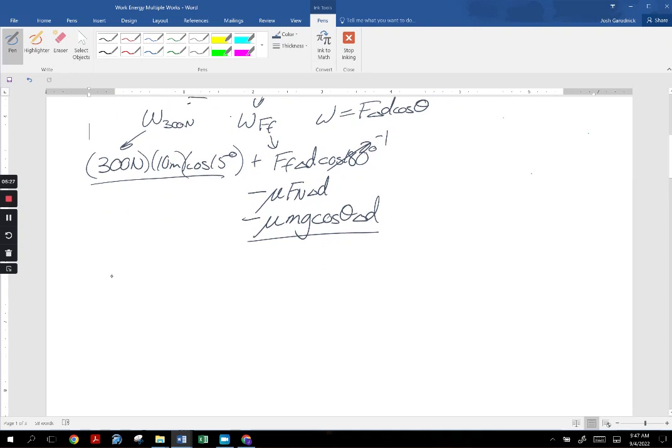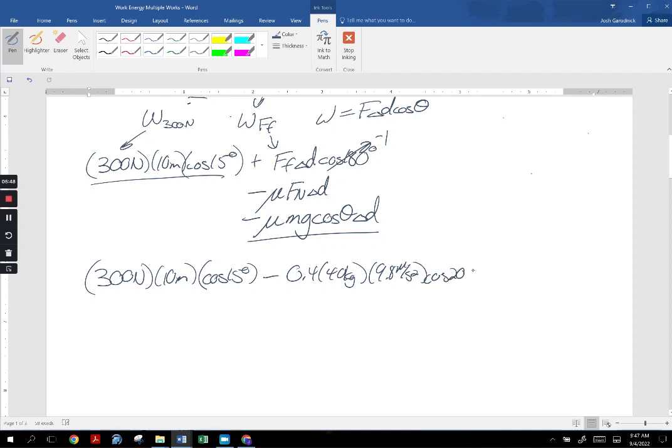We have 300 newtons acting at a distance at an angle of 15 degrees, minus the coefficient of friction, which is 0.4, the work done by friction, 40 kilograms, 9.8 meters per second squared. The angle of the incline is 20 degrees, but I don't know the length of the incline. That's not good, but I'll leave it there.